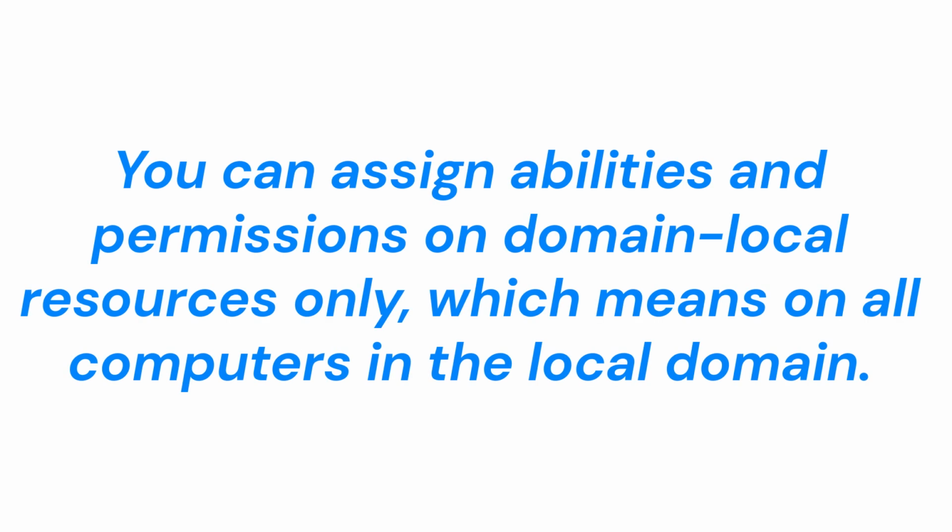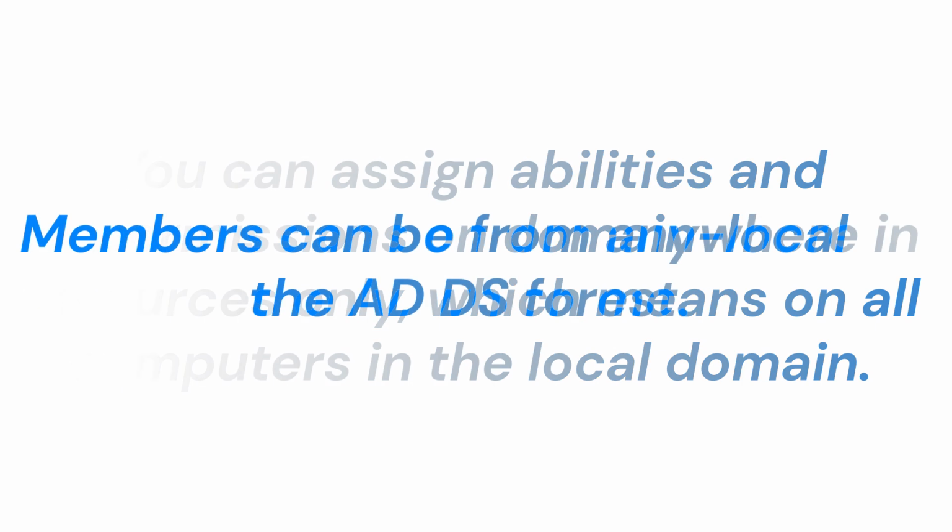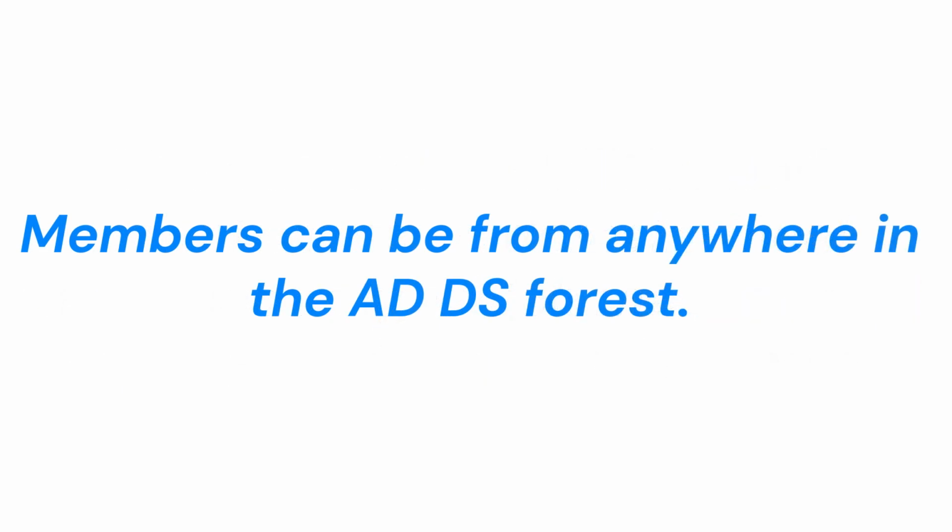Domain local: you use this type of group primarily to manage access to resources or to assign management rights and responsibilities. Domain local groups exist on domain controllers in an ADDS domain, and so the group's scope is local to the domain in which it resides. The important characteristics of domain local groups are: you can assign abilities and permissions on domain local resources only, which means on all computers in the local domain. Members can be from anywhere in the ADDS forest.